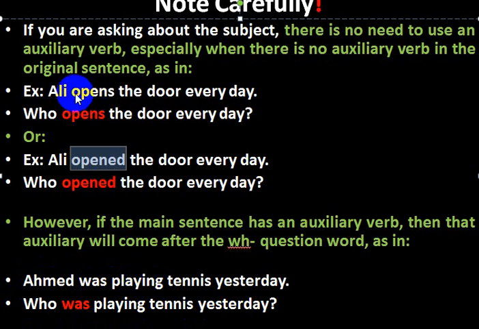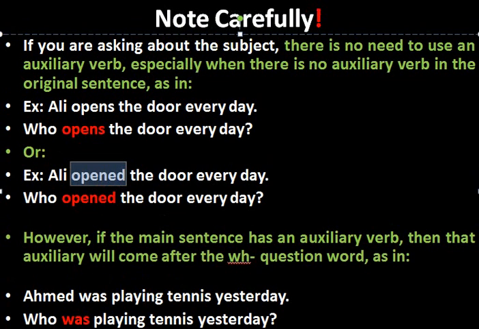In the previous sentences, the original sentence consists of only one verb: opens. So I use it as it is. Here the original sentence was playing, so I use was playing again as they are, preceded by who. Who was playing tennis yesterday? Now, if you are asking about the subject, there is no need to use an auxiliary verb, especially when there is no auxiliary verb in the sentence. We already explained this one. Sorry.